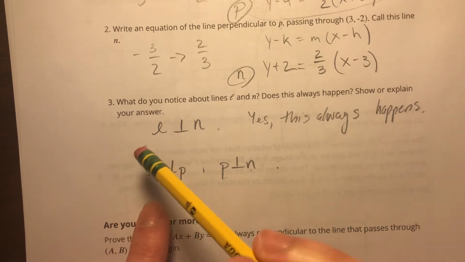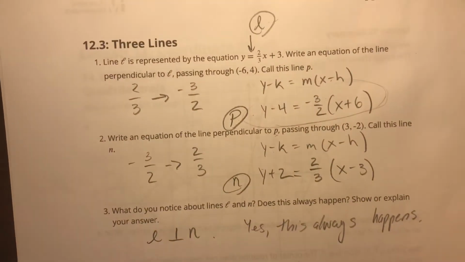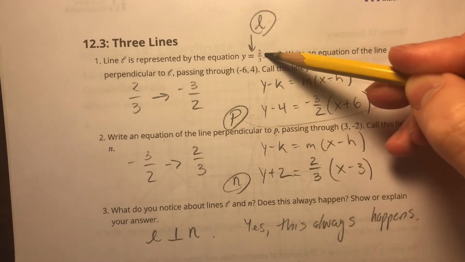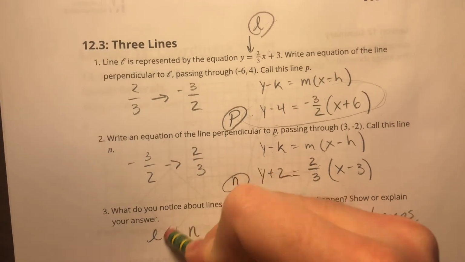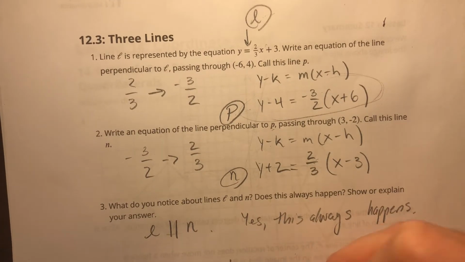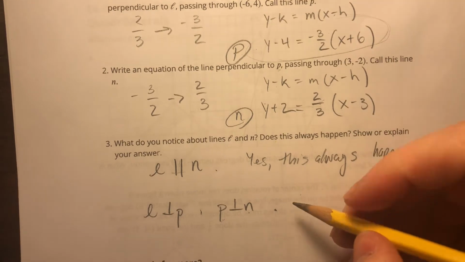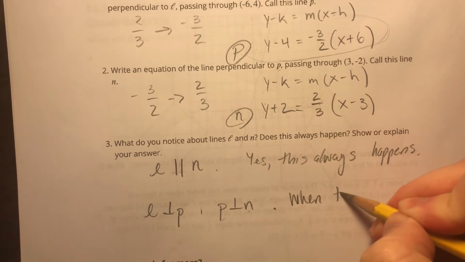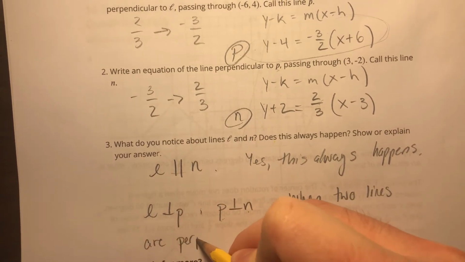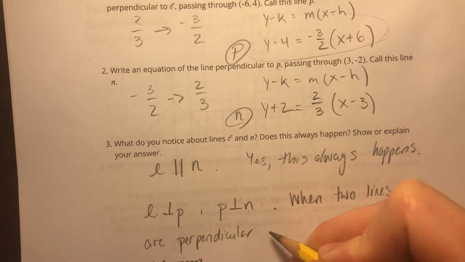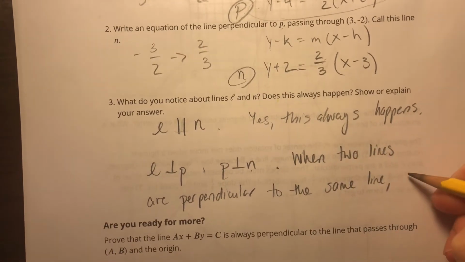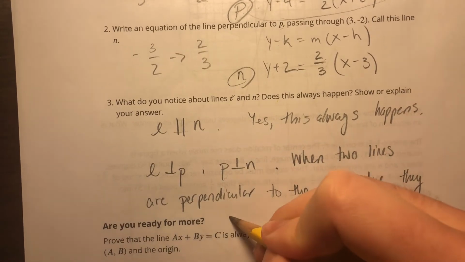And actually, I made a mistake, right? This is not true. If we look at our slopes for L and N right now, are these two slopes that are going to make a perpendicular line? No, they have the same slope. That means they're going to be parallel. So another thing we can say, which is actually slightly different from what we said in the do now: when two lines are perpendicular to the same line, they are parallel.